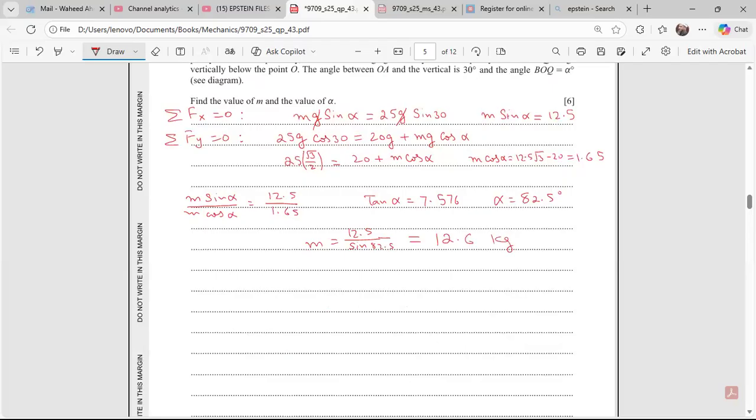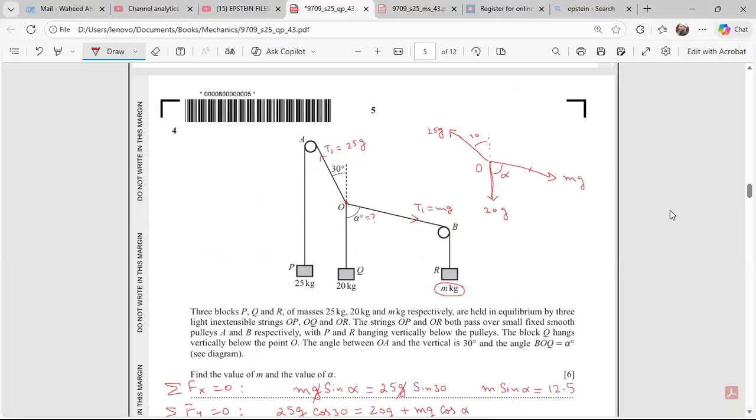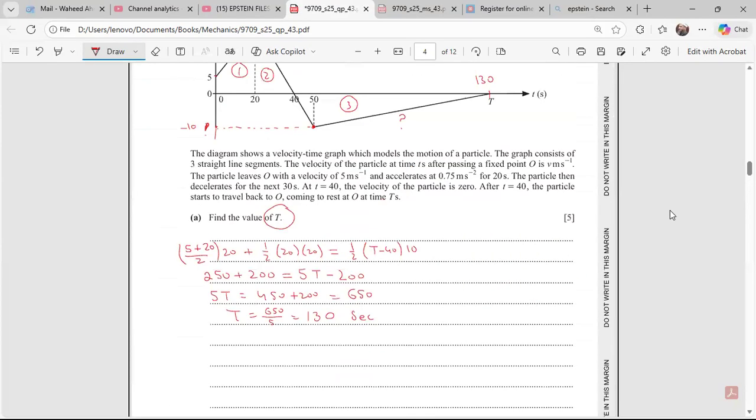Okay, so I hope you understand both questions. They were not too difficult. You need to understand the logic behind them so that you should be able to solve these questions quickly, in a timely manner in the exam.